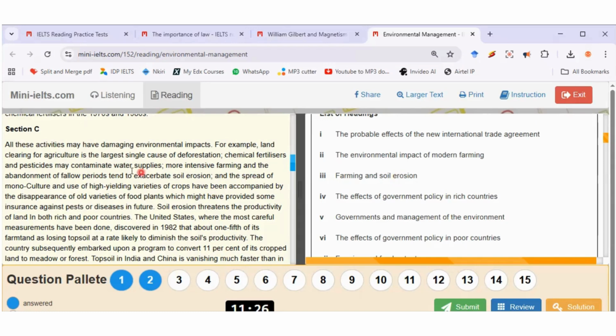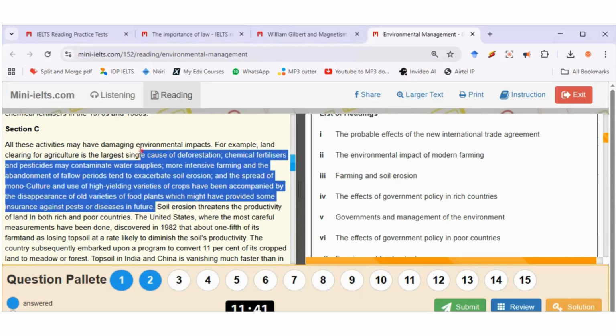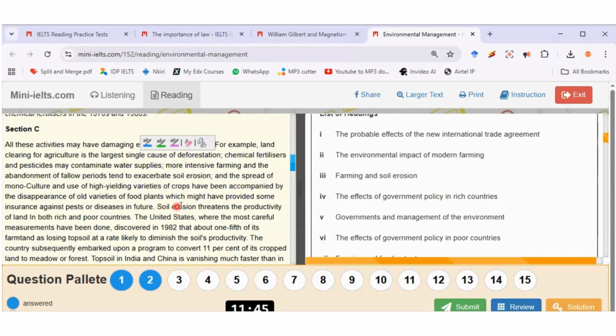erosion. Let's continue reading. And the spread of monoculture and use of high-yield variety of crops have been accompanied by disappearance of old varieties of food plants which might have provided some insurance against pest or disease in the future. This whole thing is about what? Effect of farming on the environment. That's what I'm saying here so far. Let's go on. Now I'm saying soil erosion again.